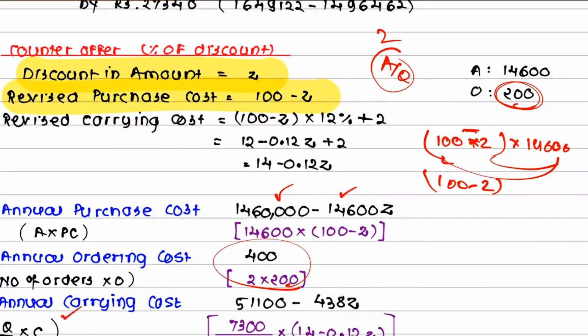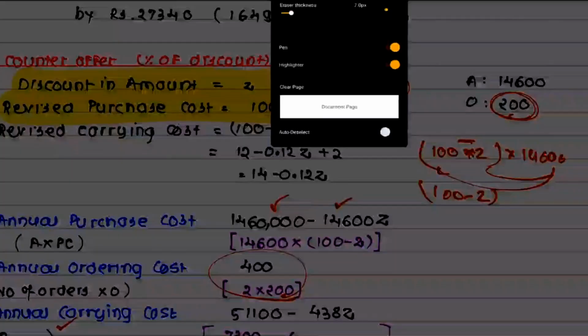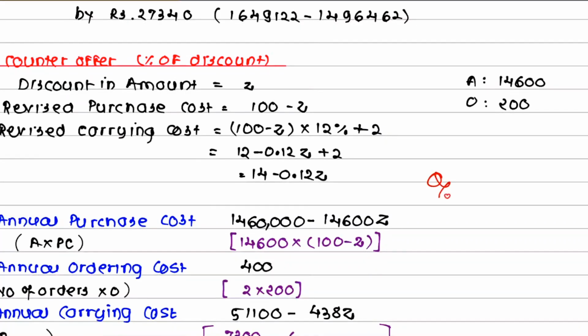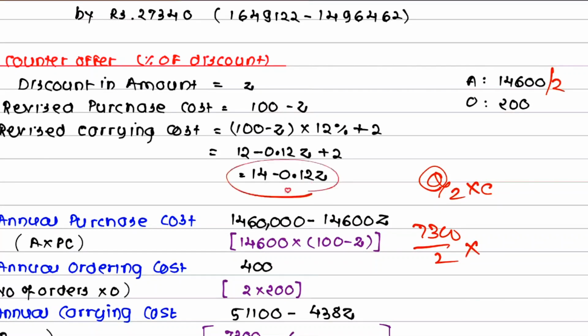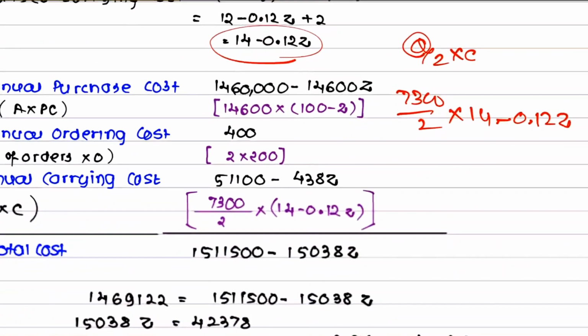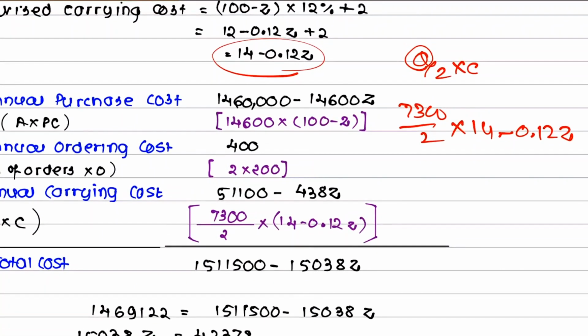Now if I talk about annual carrying cost, now there is a twist. What is the formula of annual carrying cost? Q by 2 into C. What is my Q? Q was 7,300 because you are placing that in 2 orders. So at a time you are placing an order of 14,600 divided by 2, 7,300, divided by 2 into what? C. What is C? 14 minus 0.12 Z. Now if you try to solve this, first let's just divide this. So 7,300 divided by 2, that is 3650, into 14.